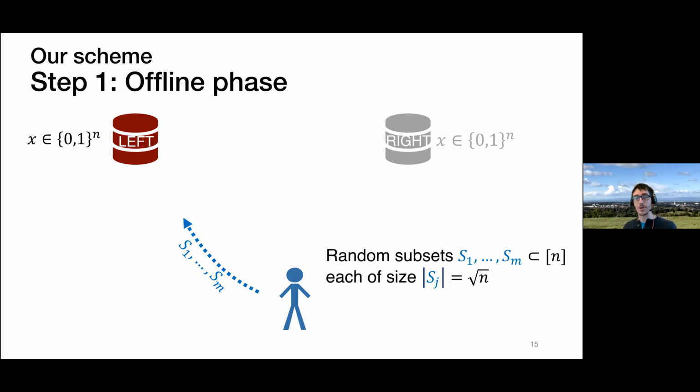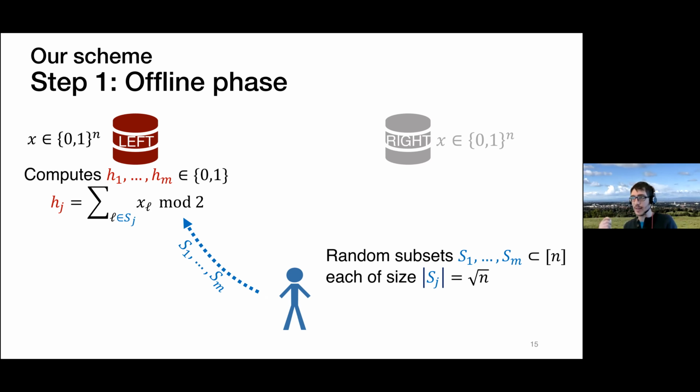Then the client sends a description of these random subsets to the left server. And the left server computes m hint bits, one for each set, where the hint bit for each set is the parity of the database bits indexed by that particular set. Remember, in our setting each record is just a bit. So the server computes a parity of the bits pointed to by each set. This gives one parity bit per set, which the server sends back to the client. And the client stores as its local hint a description of this collection of sets and their corresponding parity bits.